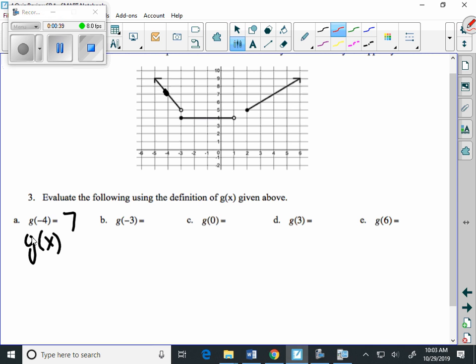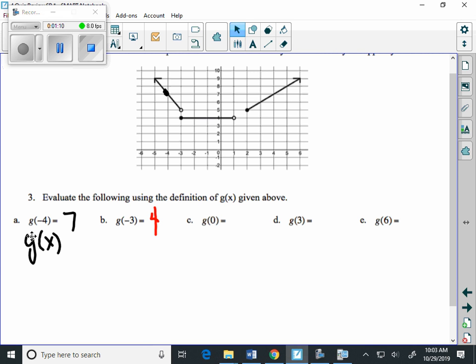G of -3, be careful, because g of -3, we go to -3, the x value is -3, we've got a filled-in circle, and then we've got an open circle. We want to take the filled-in circle because the filled-in circle means that it is included, and the open circle means not included. So this is going to be not -3, but positive. Nope, looks like +4. If I try again, 1, 2, 3, 4.